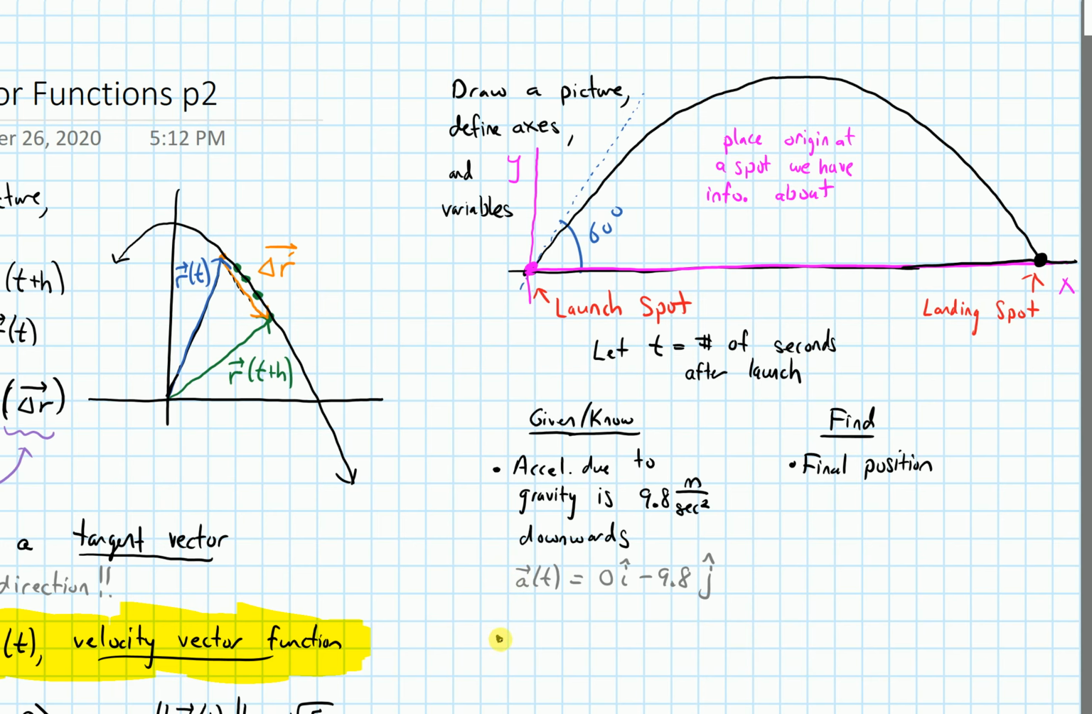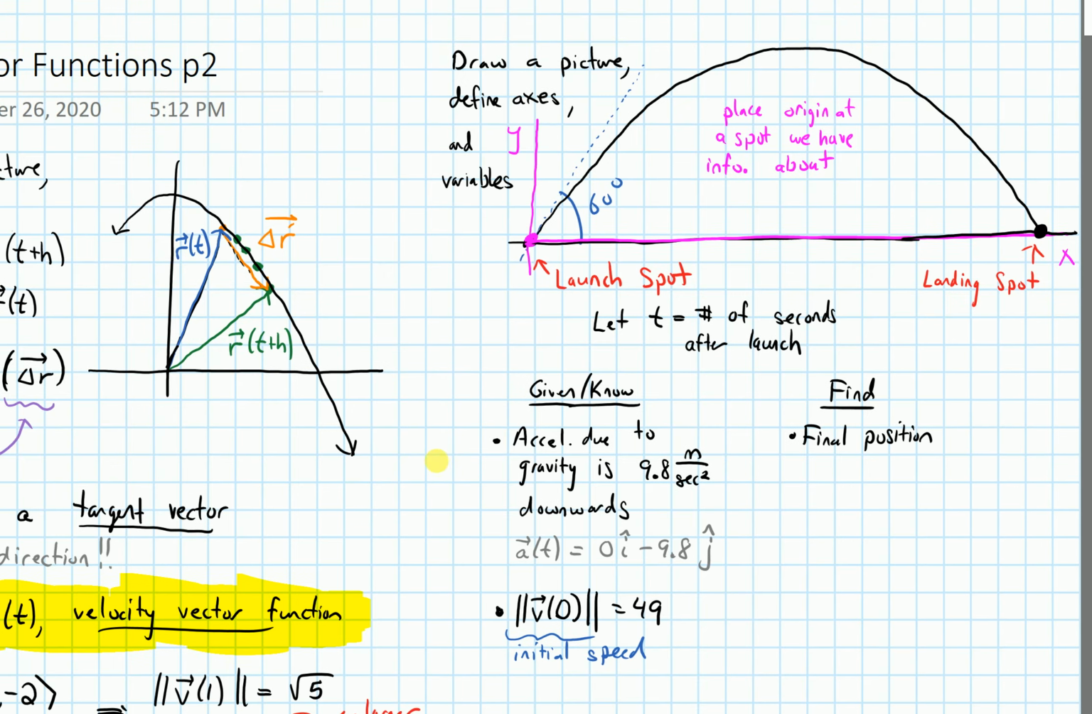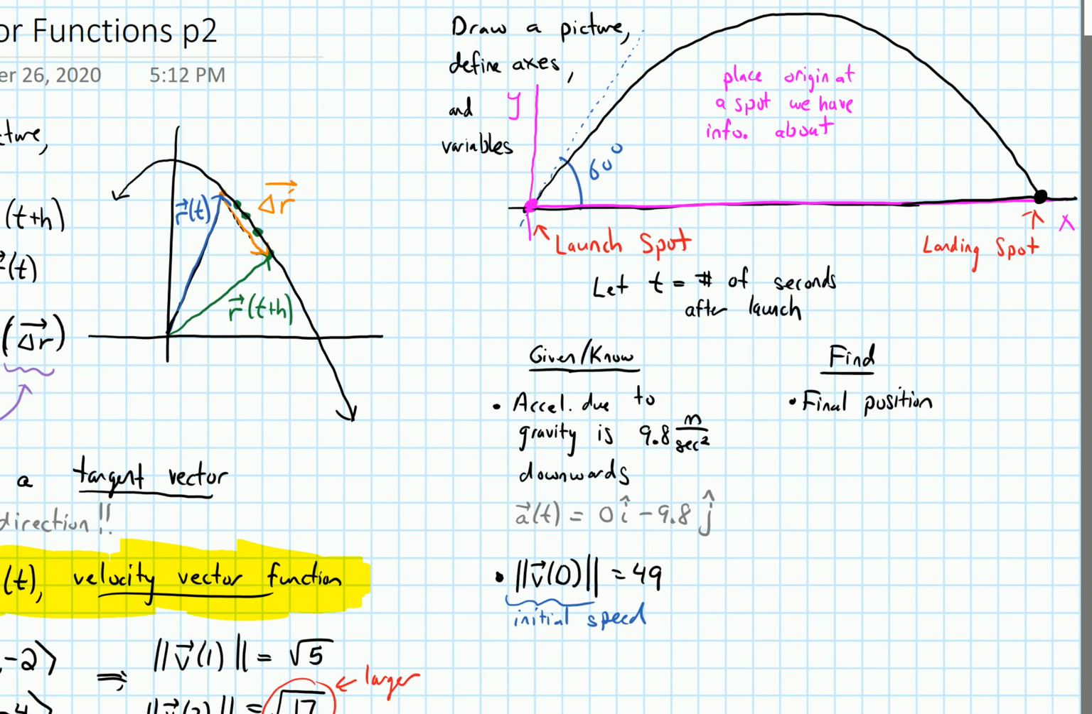Okay, so another thing that we know is that the speed, which is the magnitude of velocity, initially, so when t equals 0, that is given to be 49. Taking the magnitude of v of 0 tells us the initial speed. Can I use that initial speed and this angle that it's launched at to figure out what that initial velocity vector would be? Let's talk about how we would do that.